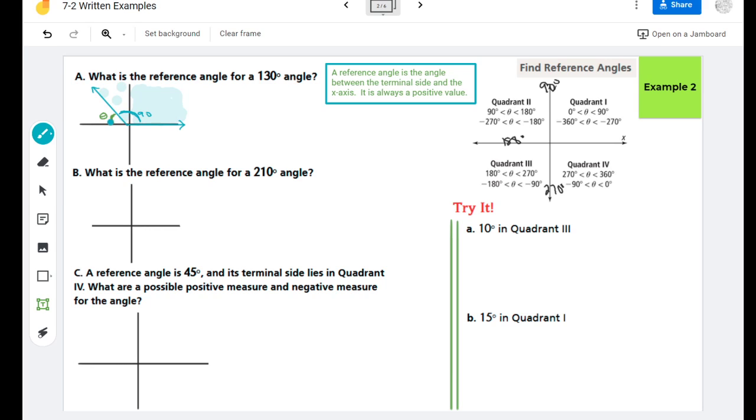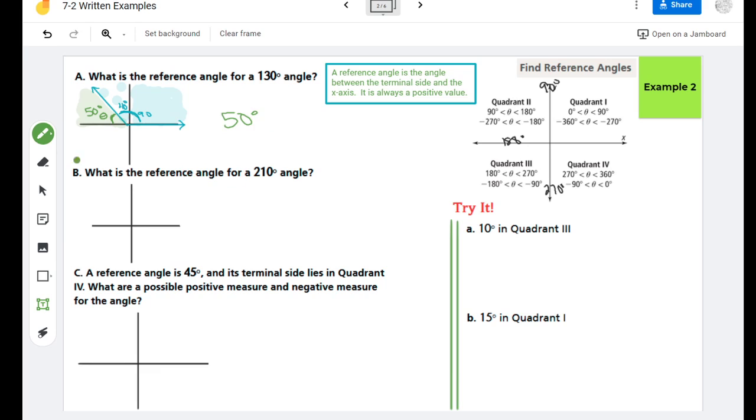Since the whole angle is 130 degrees and quadrant 1 made up 90 of those degrees, you could safely say that this polka dotted wedge here is 40 degrees. The polka dotted wedge and this green wedge, which is our reference angle, together make up quadrant 2. So you know that the polka dotted and the green here is 90 degrees. So if the polka dotted is 40, the green is 50. So our reference angle here is 50 degrees, not 50%.